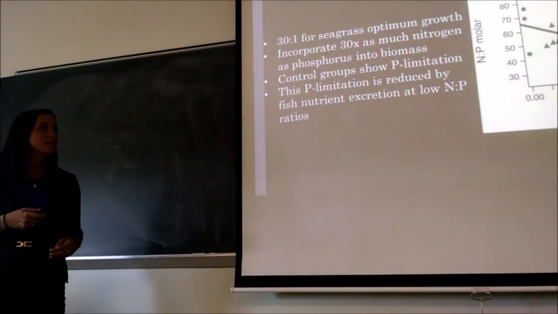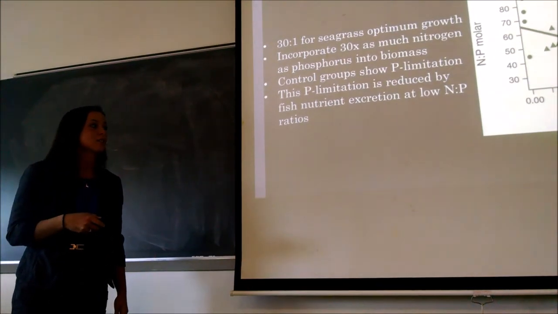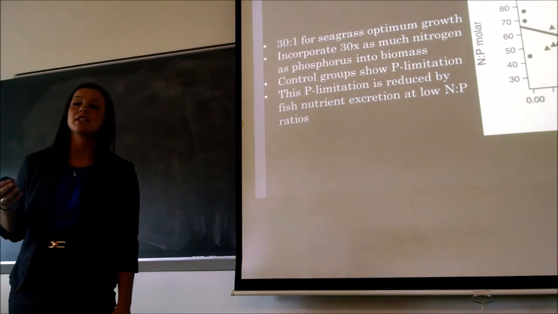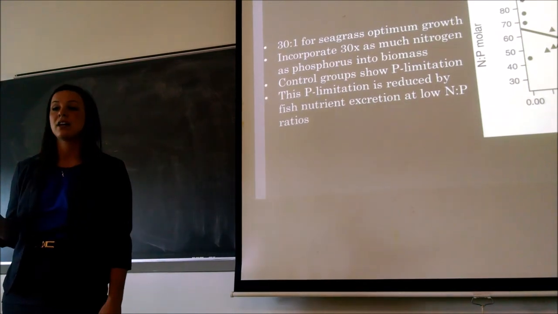The phosphorus limitation is reduced by fish nutrient excretion, and this is most likely because fish excrete nutrients at a low nitrogen to phosphorus ratio.